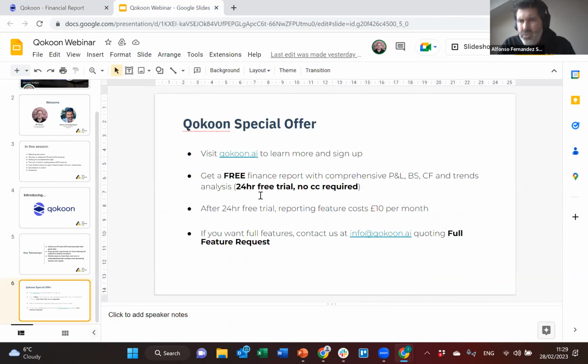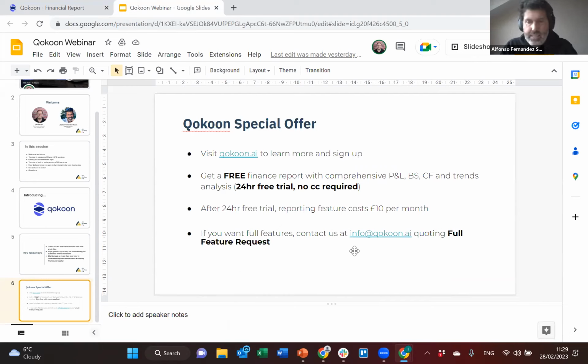We give you 24 hours because we found out that when you give a month free trial, people forget about it. So you have 24 hours to download a company, and then the report is going to take you 2 minutes. And then that report is going to cost you £10 a month. On an ongoing basis, if you want the full features, just let me know.